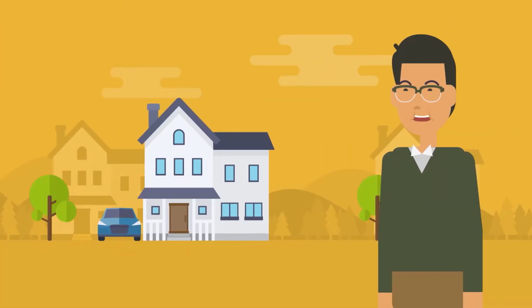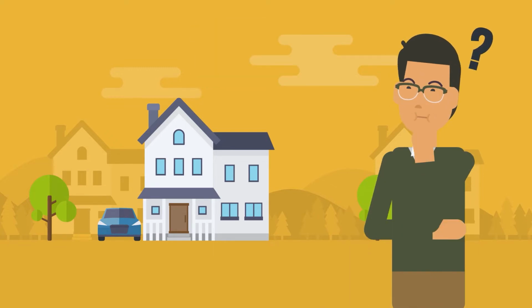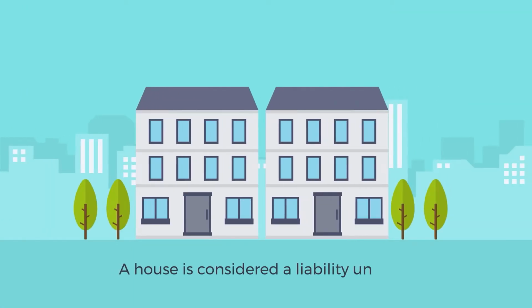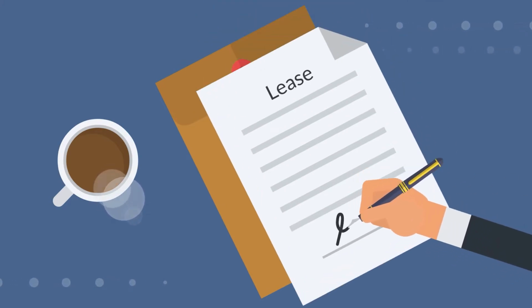In the book, the poor dad claims that his house is his biggest asset. It shows that he doesn't have a firm grasp on the concept of assets. A house is considered a liability unless it generates income. Your house can only be an asset if you can sell it at a profit. Renting your house also makes it an asset.